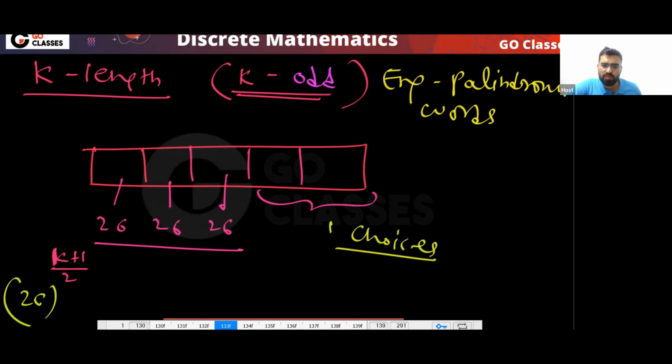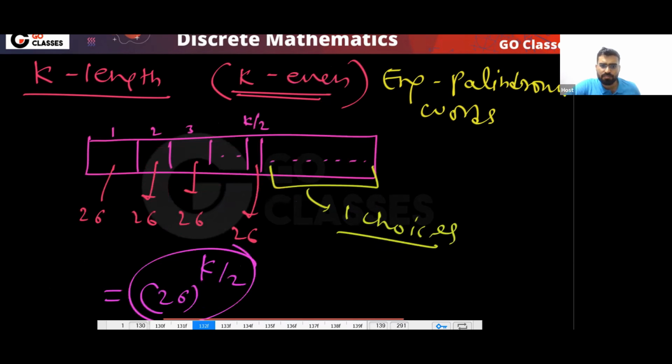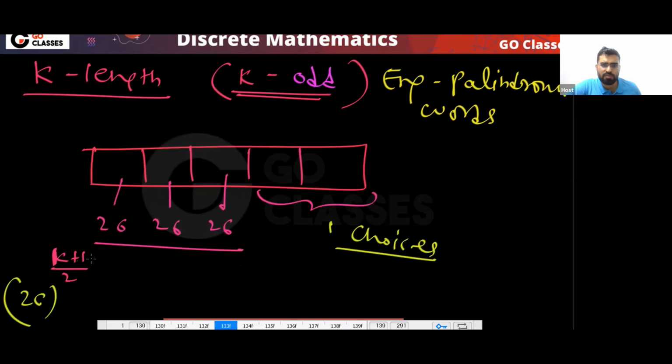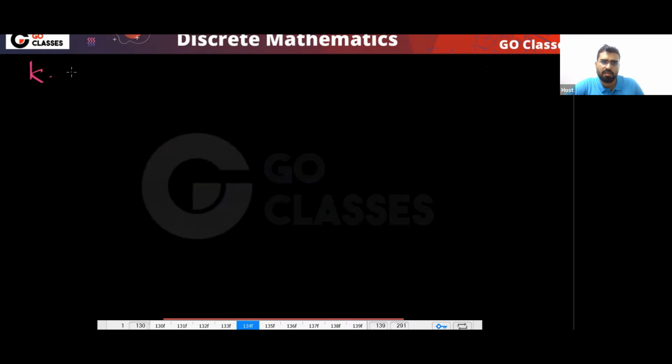Now can you merge both of them? This one is saying k by 2, and this one is saying k plus 1 by 2. If I just directly give you k length, then what will be your answer? K length English palindromes.